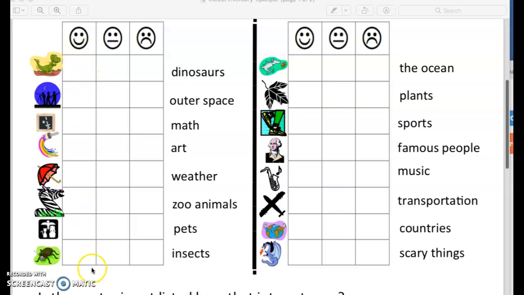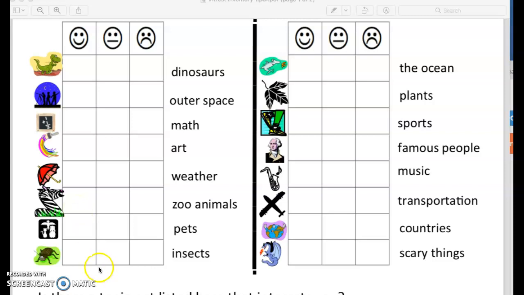So what you do is you look at these pictures and then you decide, oh, I really like them. Or, they're okay. Or, don't like them at all. So let's take, I'm just going to start with zebras. Miss Clardy really likes zebras. So I would make a mark right here, because if I look up here, it says I like them. Okay?